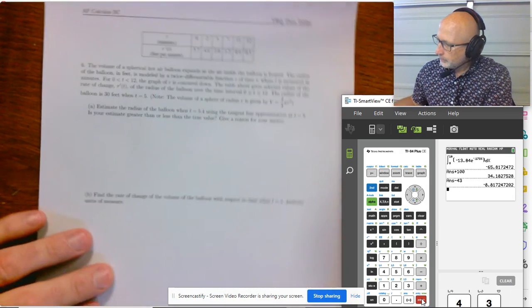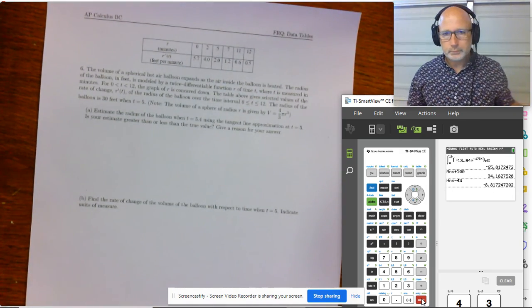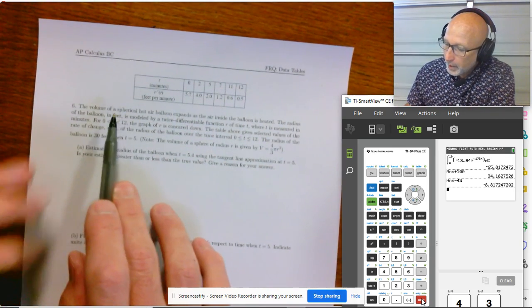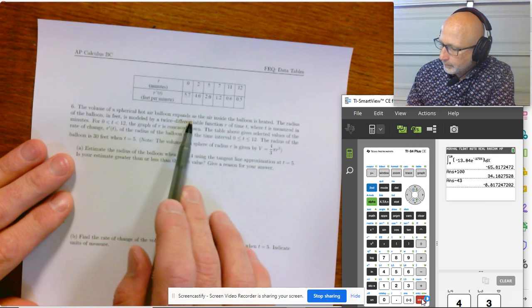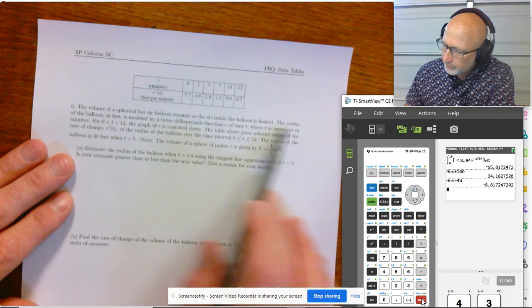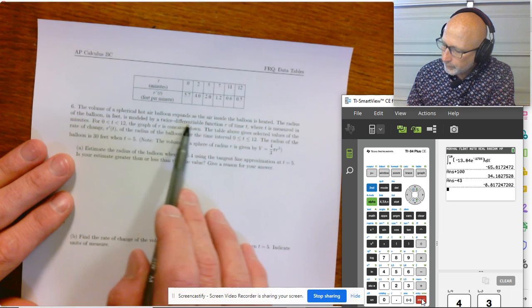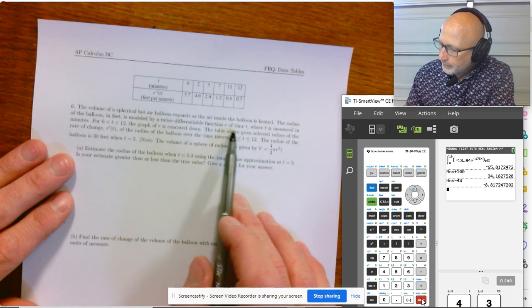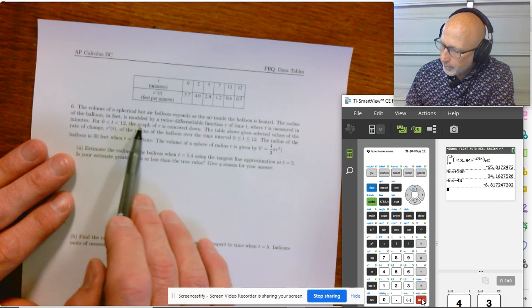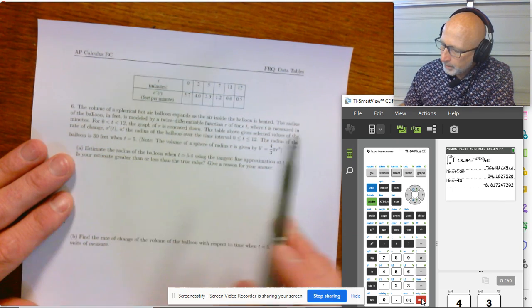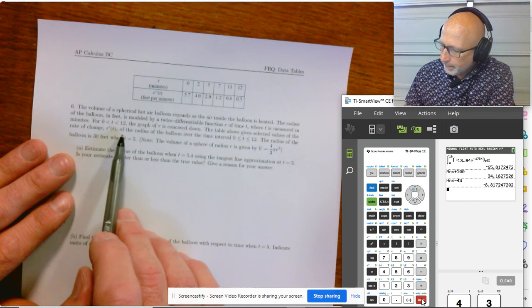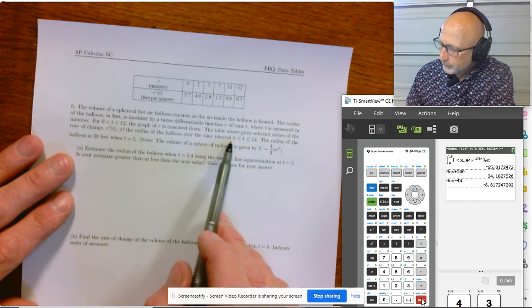Okay. On to number 6. A volume of a spherical hot air balloon expands as the air inside the balloon is heated. The radius of the balloon in feet is modeled by twice differentiable function r of time t, where t is measured in minutes. For t between 0 and 12, the graph is concave down. The table above gives selected values of the rate of change, r prime of t, of the radius of the balloon over the time interval from 0 to 12.